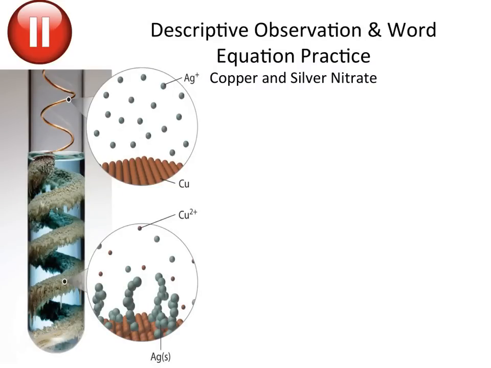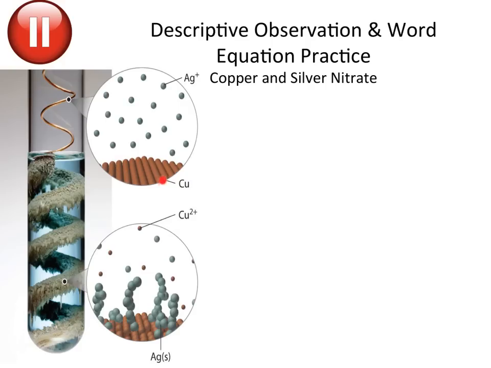So in this case, what I'd like you to do is come up with a descriptive observation of what is happening here. Now, to give you a little background on this experiment, here we have a copper wire put into a solution that used to be clear and colorless. As the reaction occurred, we started getting these metal flakes, these flakes of silver on the copper, and the solution started to turn blue.